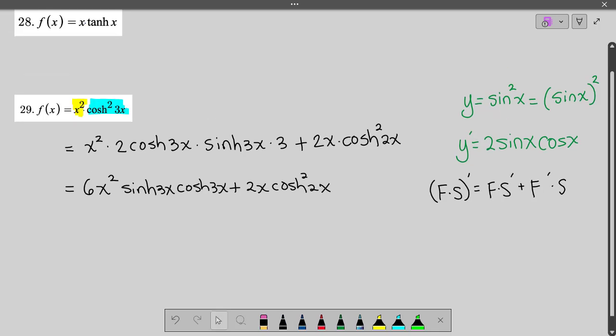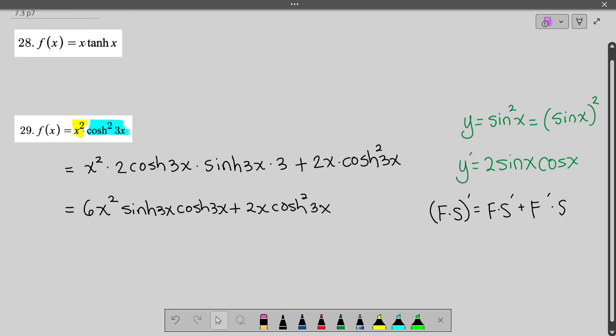Shouldn't that cosh at the end be 3x? Yes, it should. Thank you. Good catch. Yeah, cosh of 3x. Thank you. Okay, you all try the first one up there.